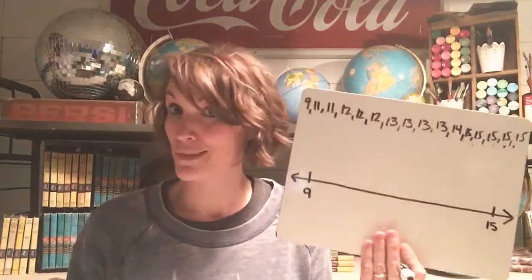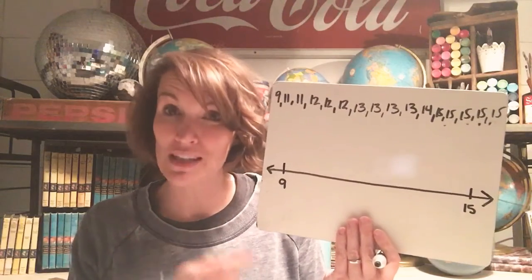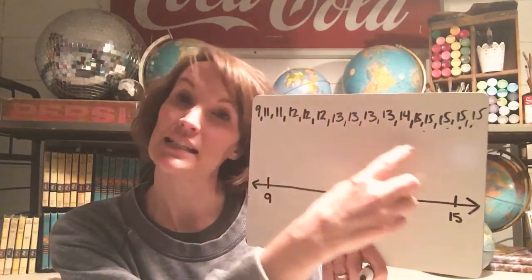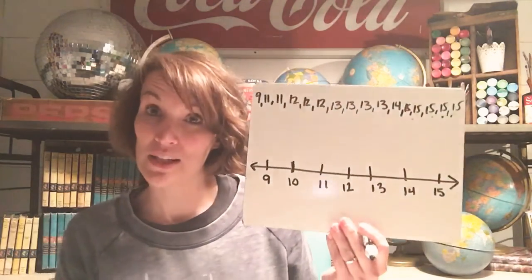Next, you have to choose a scale for your number line. Choose an appropriate scale. So let's look at our data. I think an appropriate scale would be just to go by ones. So we say 9, 10, 11, 12, 13, and 14. So now I have my data points all there.